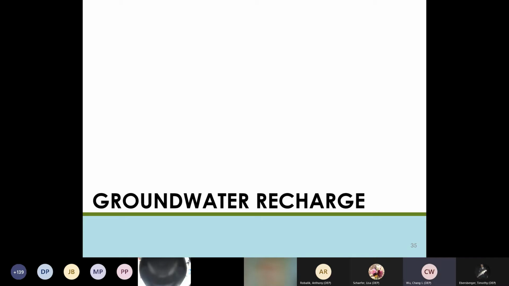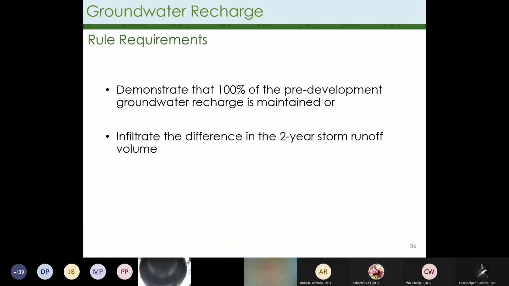The next topic I would like to talk about is groundwater recharge. The rule requires two ways to meet the groundwater recharge requirement. One is to demonstrate that 100% of the pre-development groundwater recharge is maintained, or to infiltrate the difference in the 2-year storm runoff volume.